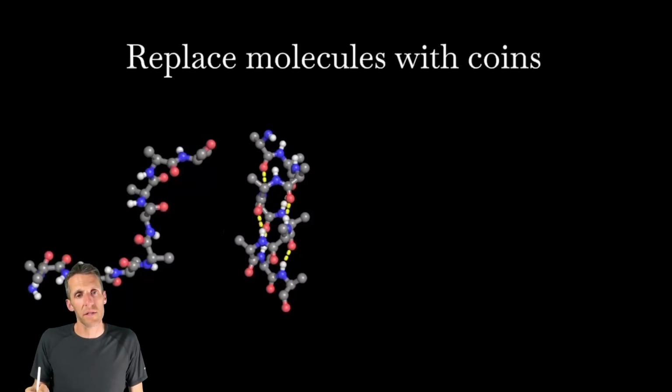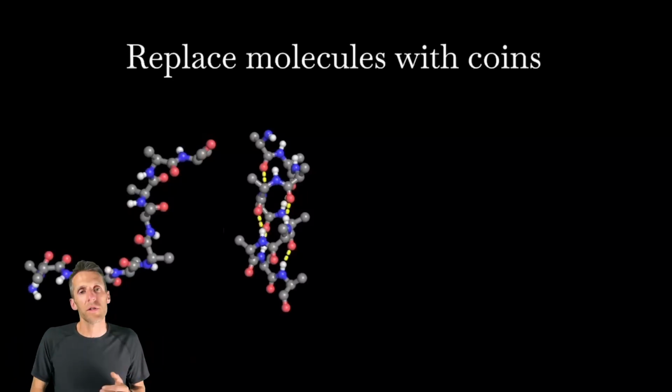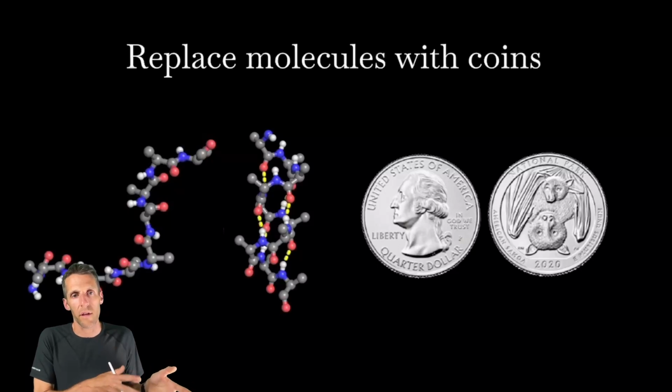So if we're going to do a statistical exercise, we have to use statistical objects. Statisticians are allowed to use coins, dice, cards, balls and urns. There's a limited list you're allowed to use as a statistician. So we are going to use coins, and we're going to replace the unfolded molecule with the tails of a coin and the folded molecule with the heads.